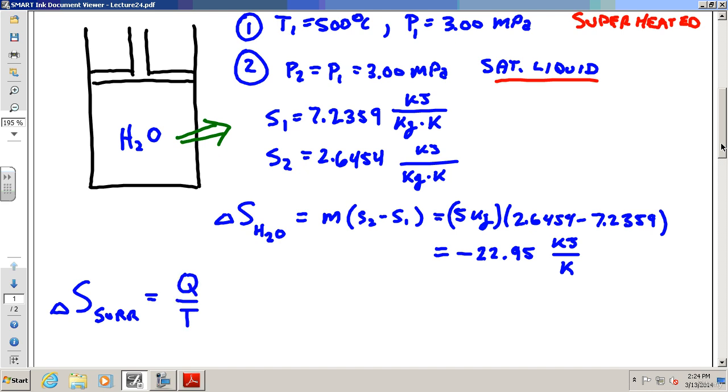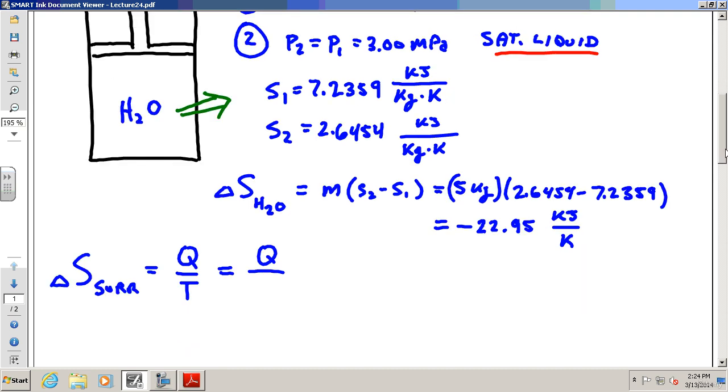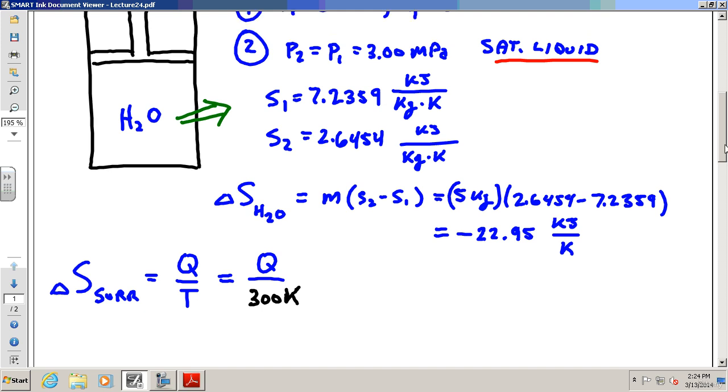Okay? It's just Q over T, right? Because as long as it's a constant temperature, you can pull the T out of the integral, and then it's just Q over T. Okay, so in fact, I'll even make this easier. The temperature is 27 degrees Celsius, but you have to put it in absolute, right? And so it turns out this has to be 300 K. All right, so as long as I can figure out the heat transfer into the surroundings, I can get the change in entropy of the surroundings.